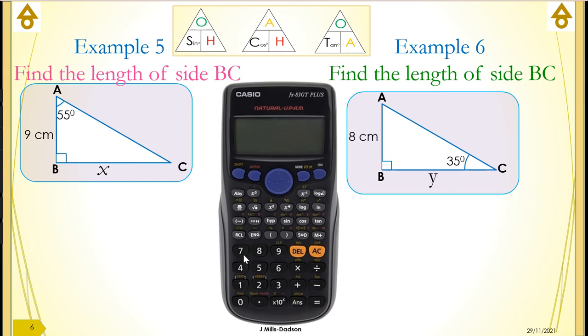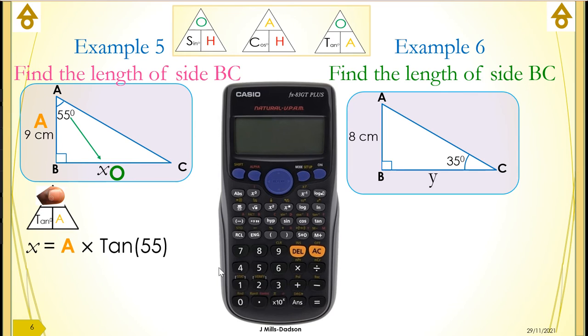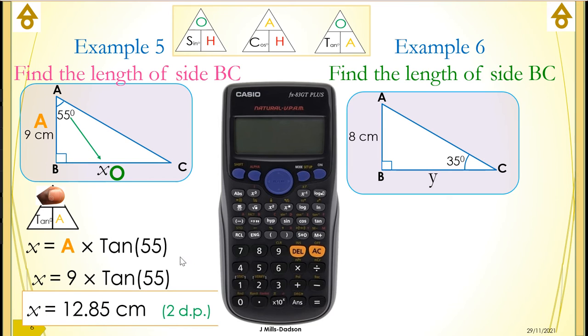Now, let's look at example 5. We label the sides O, opposite, and adjacent, so that means tangent. Now we cover O because we're looking for O. That means tangent of 55 times A. So x is A times tangent 55. A is 9, so 9 times tangent 55. The calculator does that for us. It's 12.85 centimeters. So it's important that you label it correctly and you will never go wrong with this.